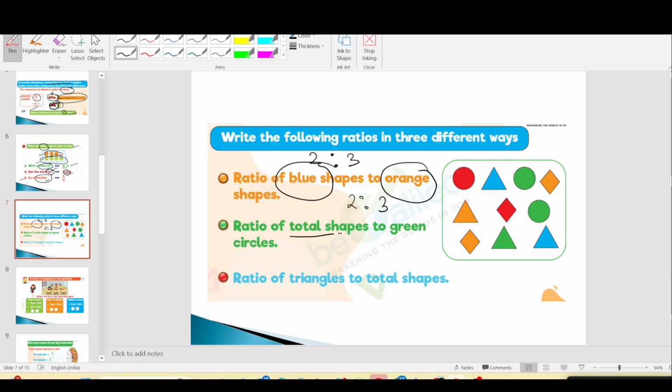Now the ratio of total shapes to green circles. So in the first row total shapes is written. Order is important here. Whatever is written first, we need to check that first. How many total shapes are there? So there are one, two, three, four, five, six, seven, eight, nine, 10. 10 shapes. And how many green circles are there?